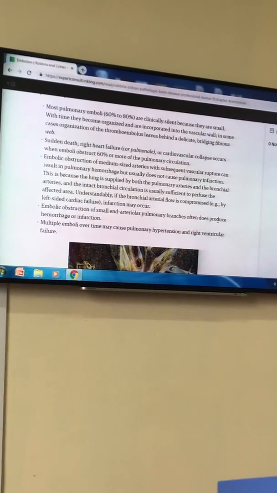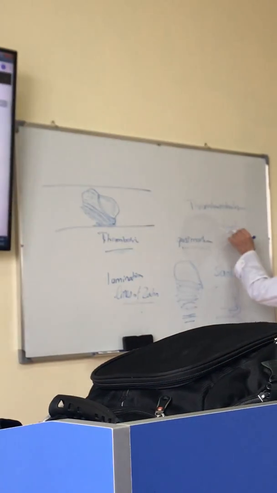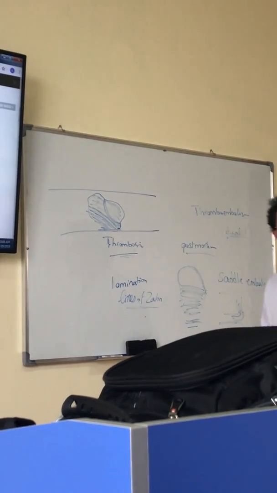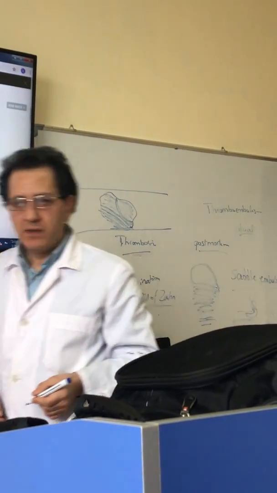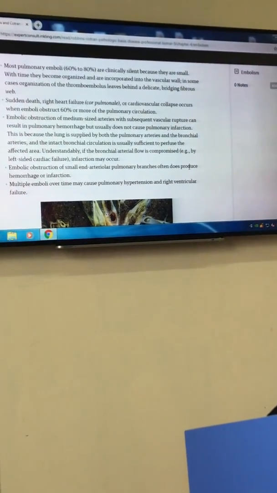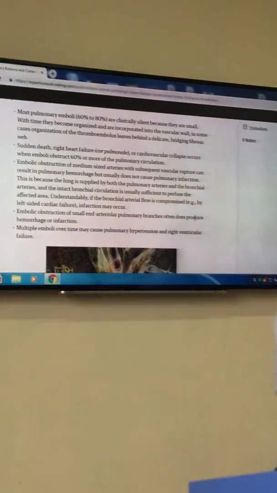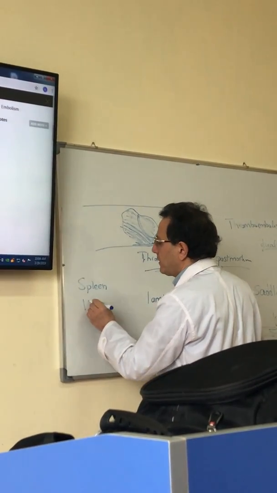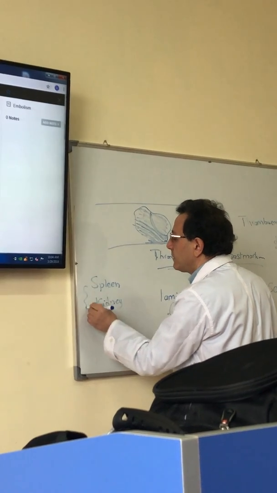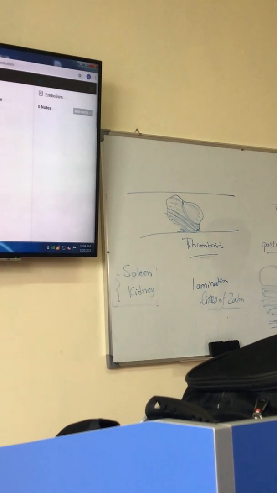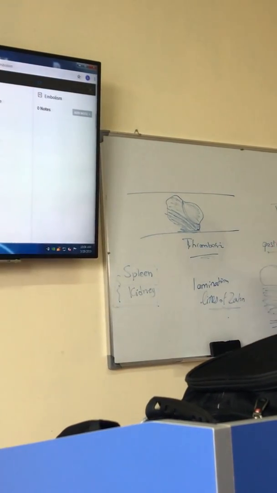So it's called dual circulation. But some organs, such as the spleen and kidney, have end arteries and they don't have a dual type of circulation. So this depends on the anatomy of the organ. So organs such as spleen and kidney are more sensitive to infarction because they don't have dual type of circulation.